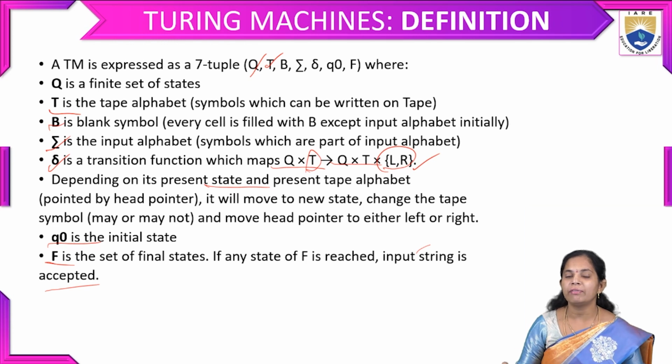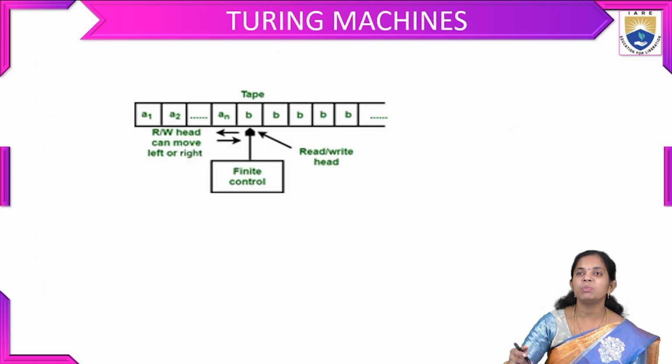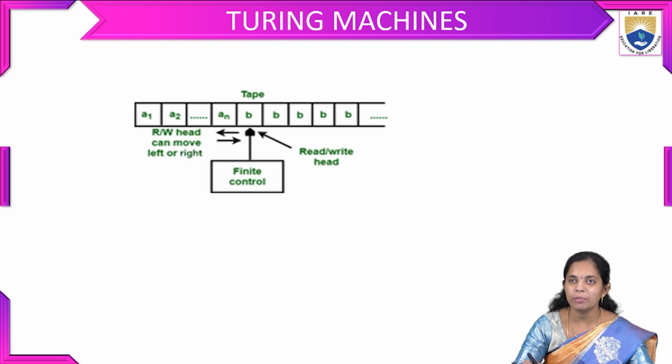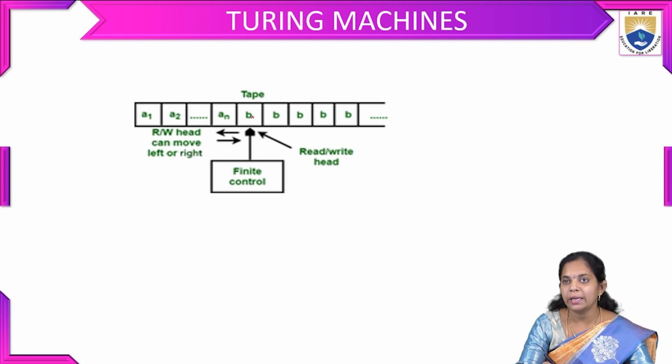So these are all the definitions, the 7-tuple notation for the Turing machines. We'll also discuss the Turing machine tape. The tape contains left and right moves, and blanks, and here the alphabets A, B. So these are all the tape symbols, and B is nothing but a blank.